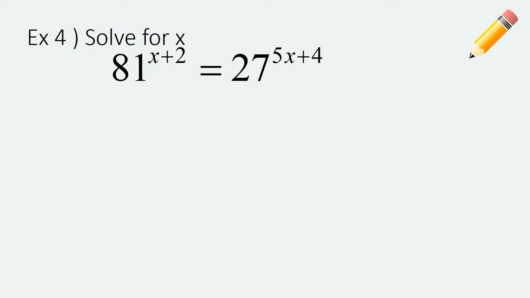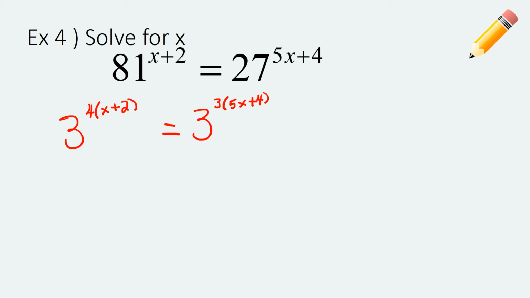All right, example number 4. So now I have 81 to the x plus 2 is equal to 27 to the 5x plus 4. So I need to find a common base for 81 and 27. So I have to rewrite them with a common base. And I know that 81 is the same thing as 3 to the 4th, and that's going to get multiplied by the exponent that it has, which is x plus 2. And that's going to be equal to 27 can be written as 3 to the 3rd. And that's going to get multiplied to the 5x plus 4.